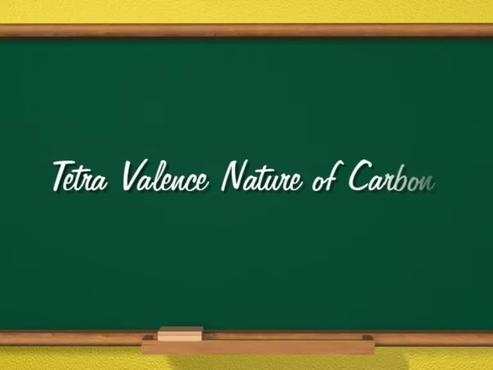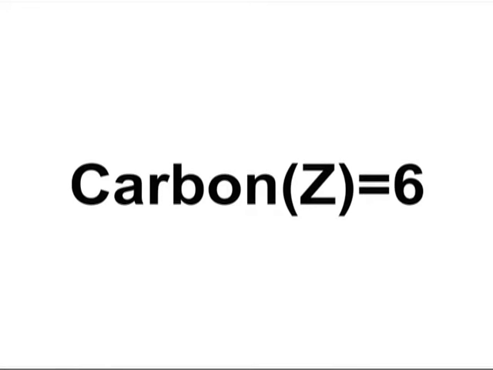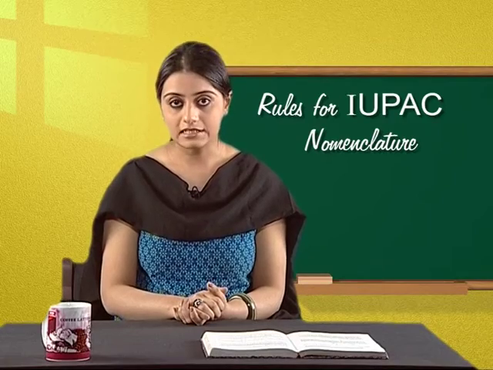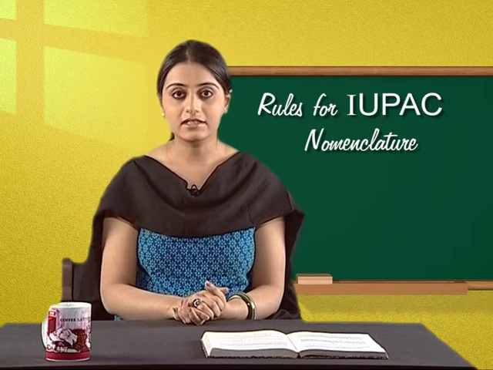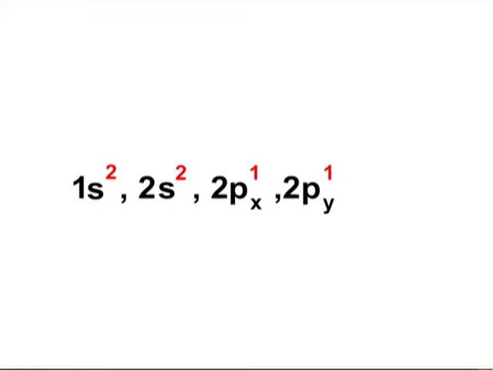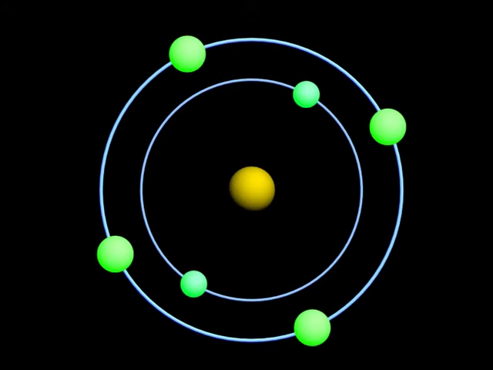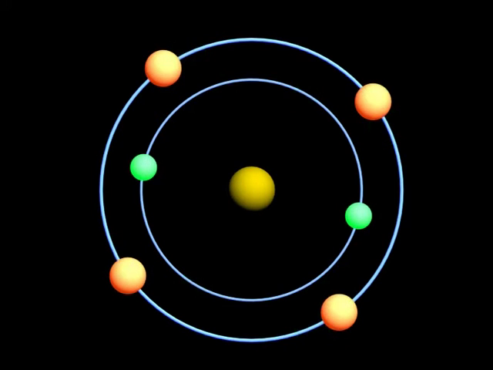Tetravalence nature of carbon. The atomic number of carbon is 6. In its ground state, the electronic configuration is as shown on the screen. It is 1s2, 2s2, 2px1, 2py1, 2pz0. Since it has 4 electrons in its outermost shell, its valency is 4. You can see the 4 electrons flashing on the screen.